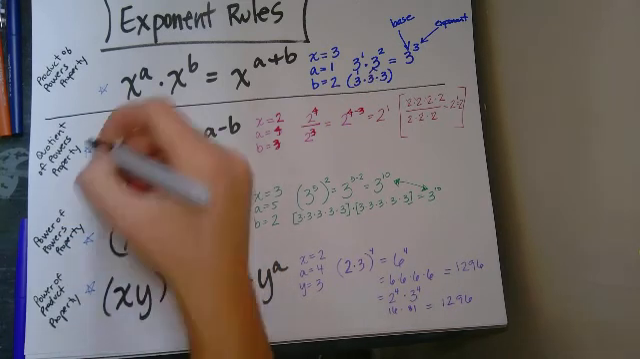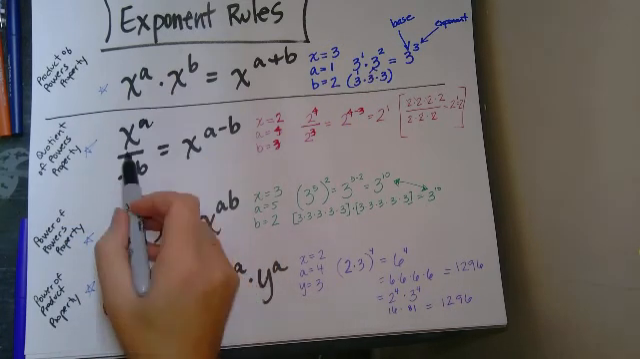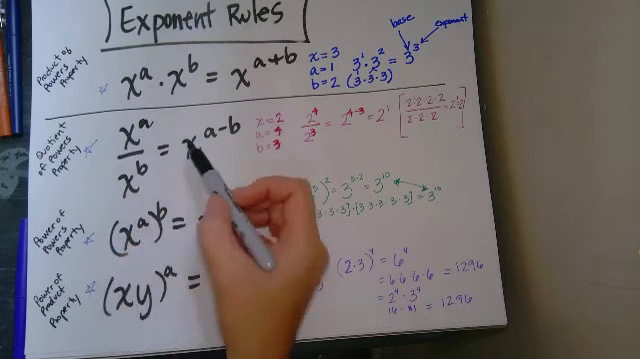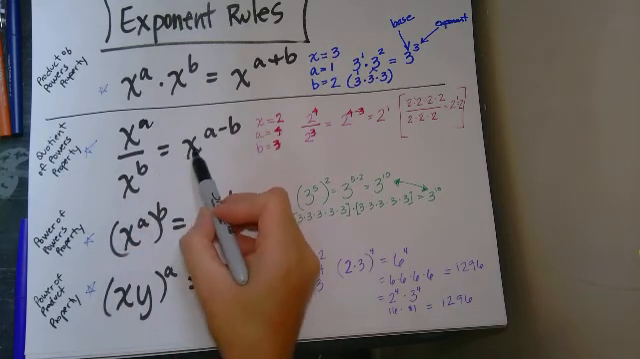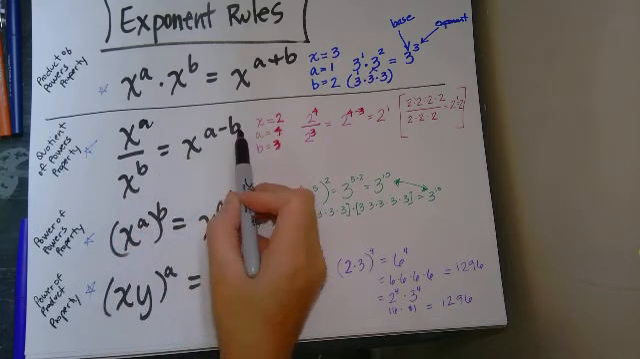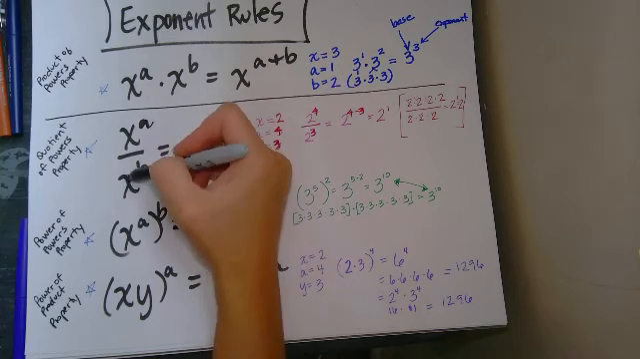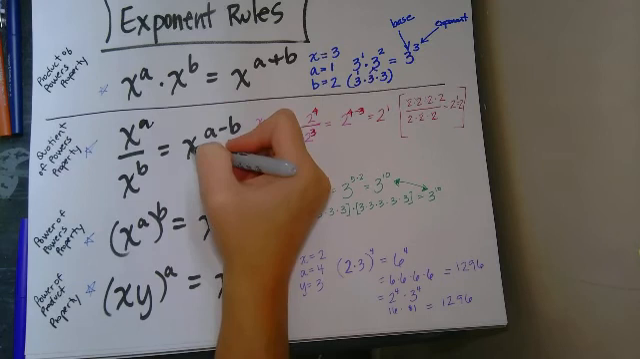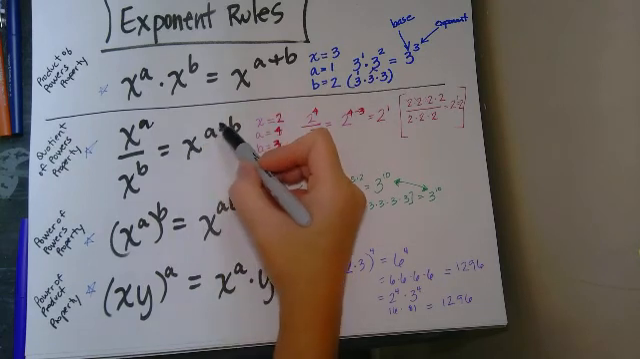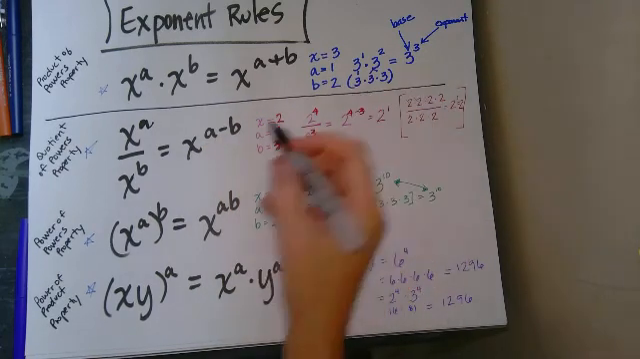All right, so here we have x to the a divided by x to the b. And according to our exponent rule, that's going to be equal to x to the a minus b. So it's when this base number is the same, notice we're using an x and an x, same base number, then we would just subtract our exponents.